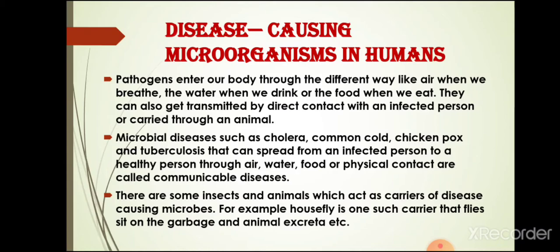They can also get transmitted by direct contact with an infected person, or it is also carried through an animal. So microbial diseases can be spread from an infected person to a healthy person through different ways like air, water, food or physical contact, and we call them communicable diseases. So what are communicable diseases? Diseases which spread from an infected person to a healthy person. For example, diseases like cholera, common cold, chickenpox and tuberculosis are a few examples of communicable diseases.